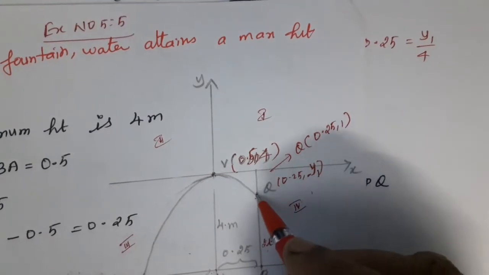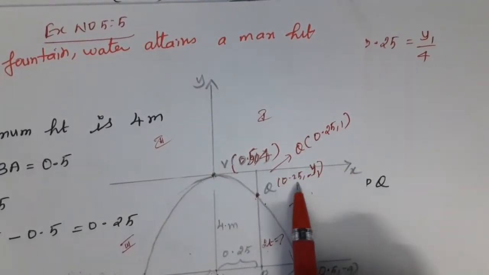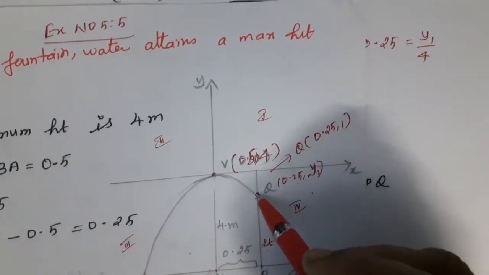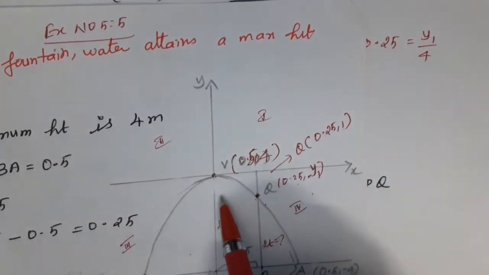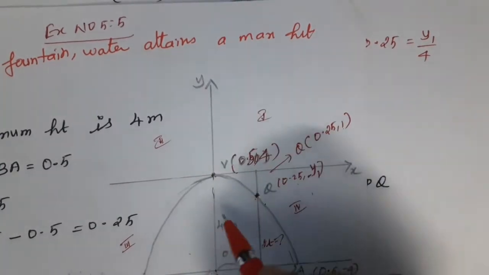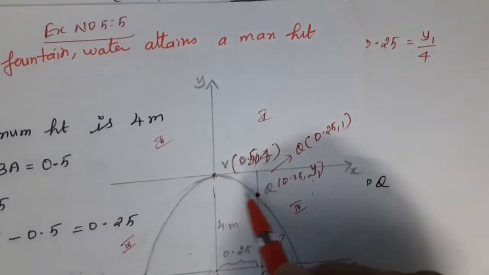Up to this point, the x value is 0.25 and y1, that height, is 1. So the point is 0.25 comma 1. What is the total height? Total height is 4 meter. Here that point is 1. 4 minus 1 we get what?